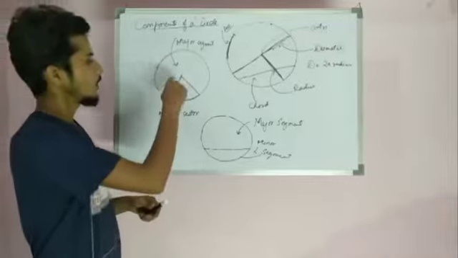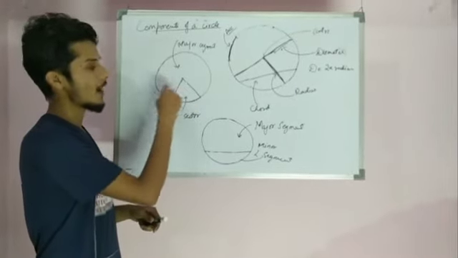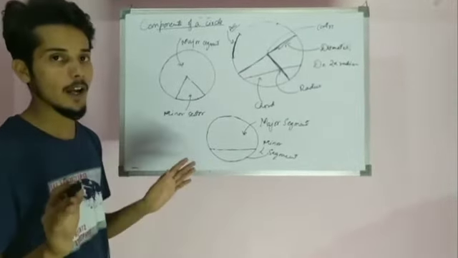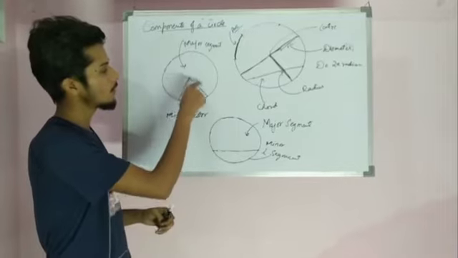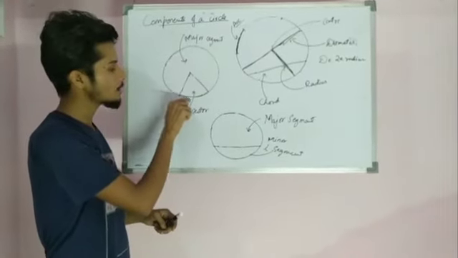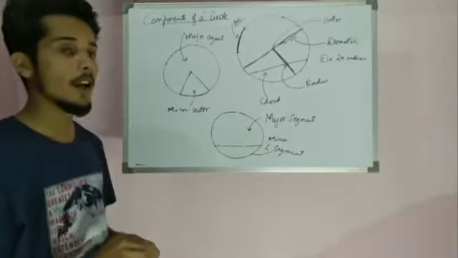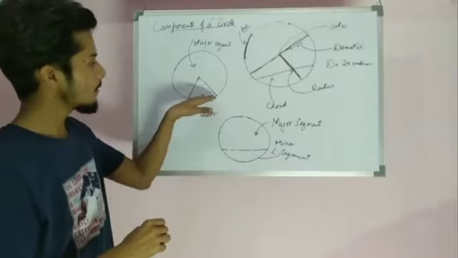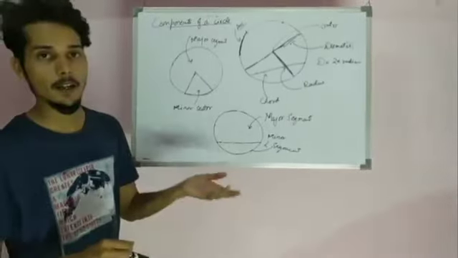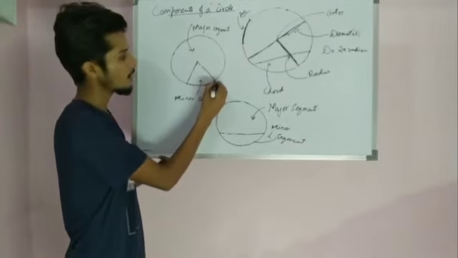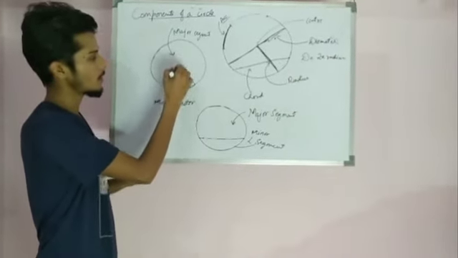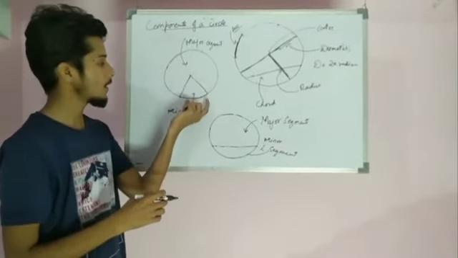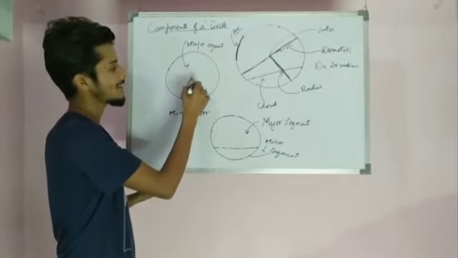Here we have the region between two radii. Radii is the plural of radius. We do not say radiuses, we just say radii. So the region between two radii and the corresponding arc. By the word corresponding, I mean that the arc we are taking should have the same endpoints as the endpoints of the radii taken. So the arc has these two endpoints, and these are also the endpoints of this radius and this radius. So the region between two radii and the corresponding arc is known as a sector.